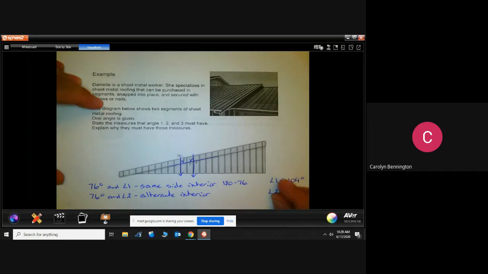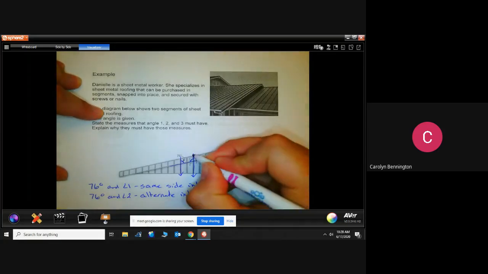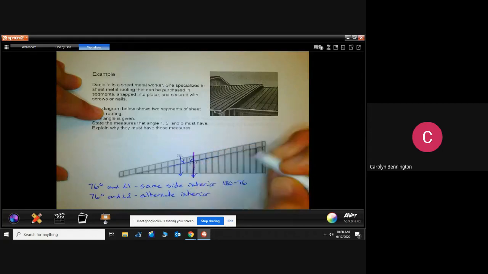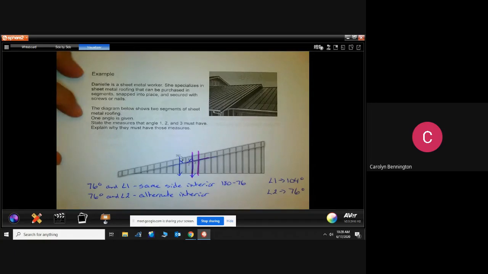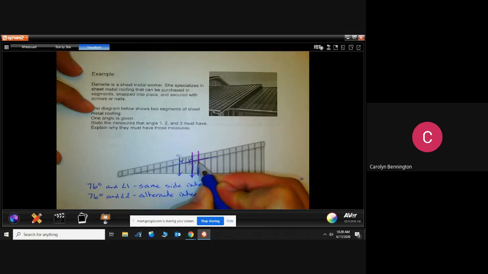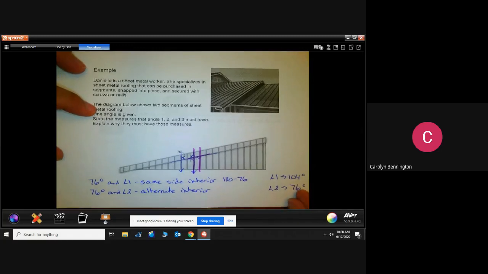Now for angle 3, we have to switch the lines that we're working with. So if we continue to work with this second line here and this one, and again, our transversal is still that same line, then angle 2 and angle 3 are in corresponding positions. So they're in the same position, just on two different lines.